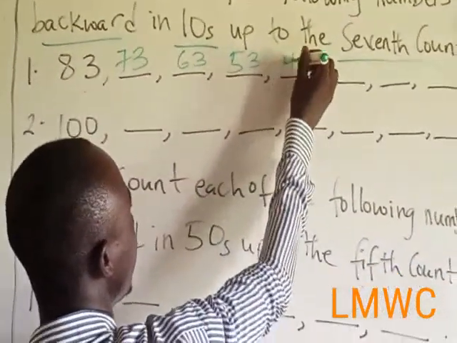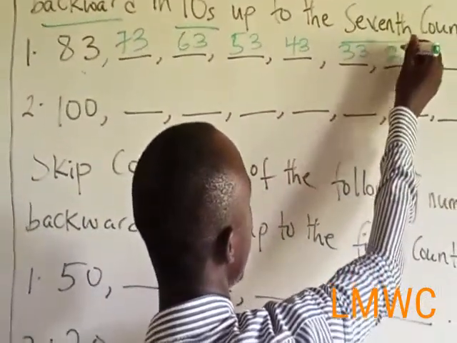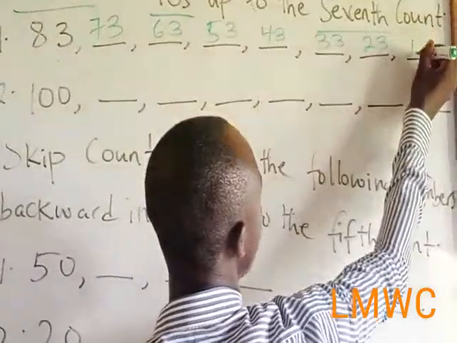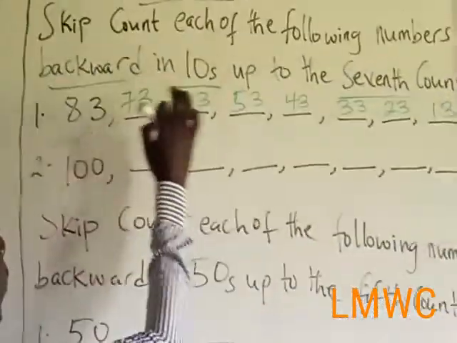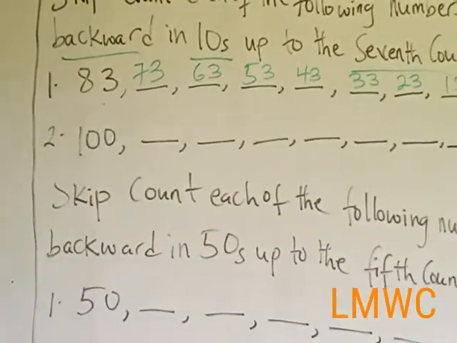Minus 10, 43. Here becomes 33. 33 minus 10 is 23. Minus 10 is what? 13. So 1, 2, 3, 4, 5, 6, 7. So it's up to the seventh count.